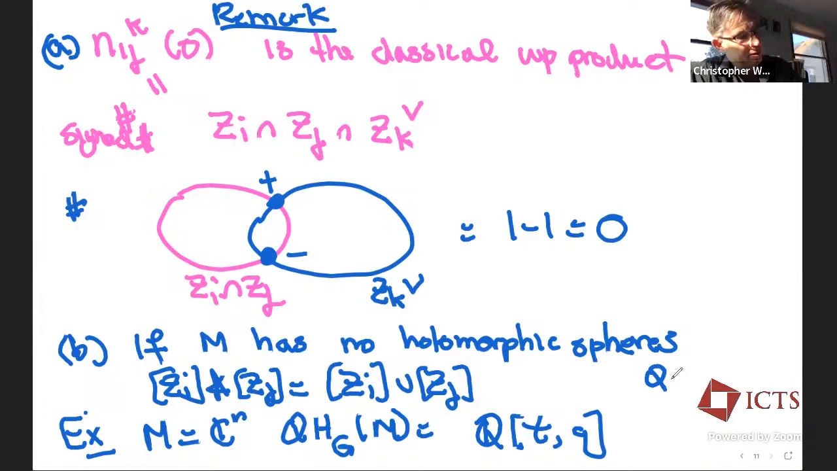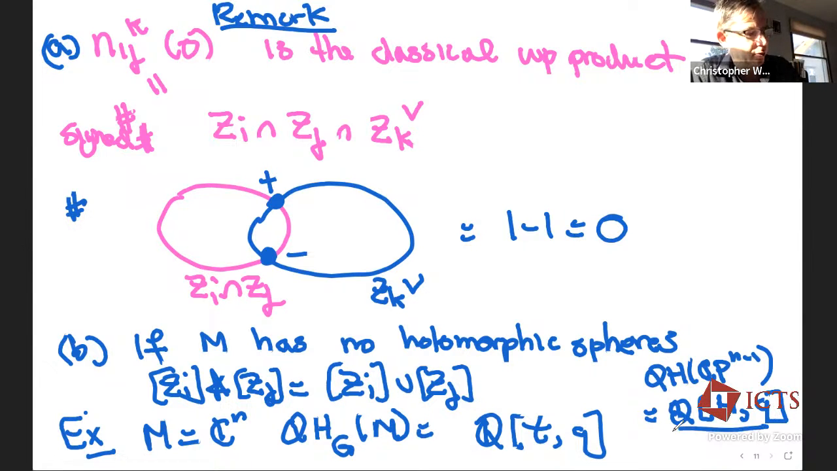So I just get an ordinary polynomial ring for the quantum homology of C^n. And on the other hand, we saw the quantum homology of the quotient CP^{n-1}. This was polynomials in H and Q with the relation H^n equals Q. So what we're looking for is a map which goes from the polynomial ring to the polynomial ring modulo a single generator.